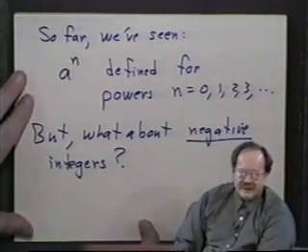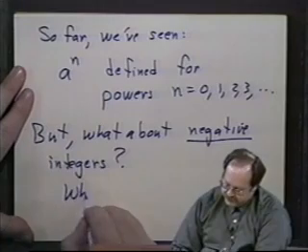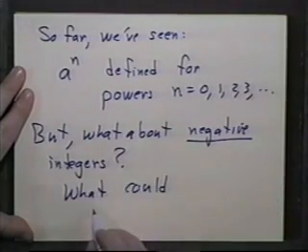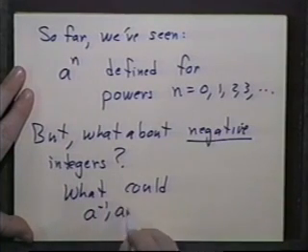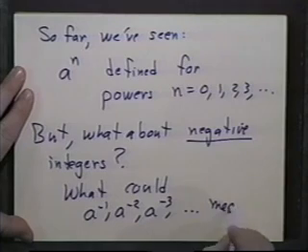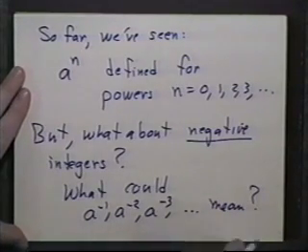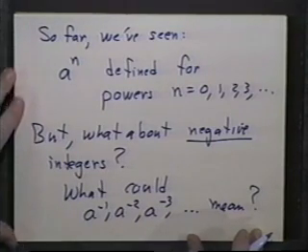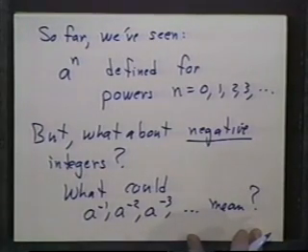What could that possibly mean? What could things like a to the -1, a to the -2, a to the -3 mean? Now, we don't want them to have an arbitrary meaning. They have to be connected to our number system somehow. So we ask ourselves, what could they mean?